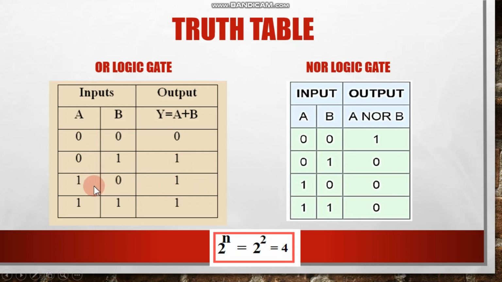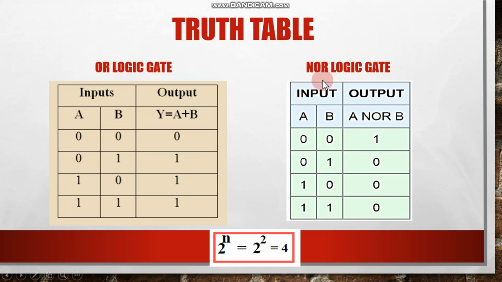Similarly, for the 1 0 combination, A is at high and B is at low. So here also it satisfies the condition that at least one is at high, so the output is 1. See the last row. In the last row I have A as 1 and B as 1. Here both the inputs are at high, so definitely I am going to get a high output. So I will write 1 at the output side. I hope how to make the truth table for the OR gate is clear.